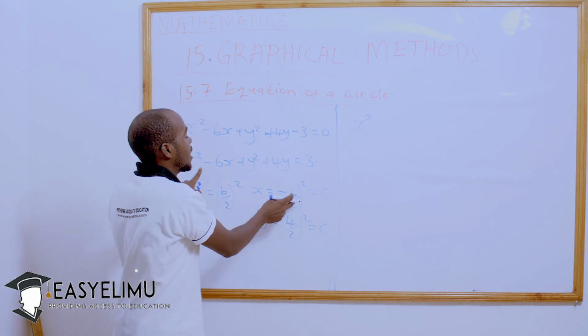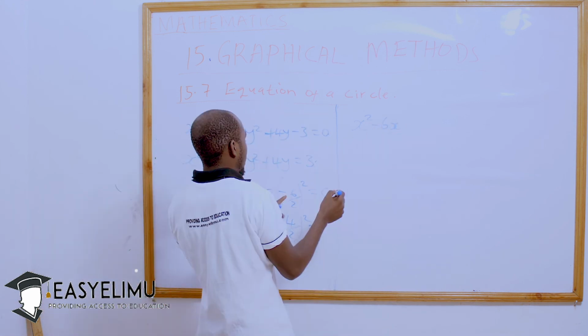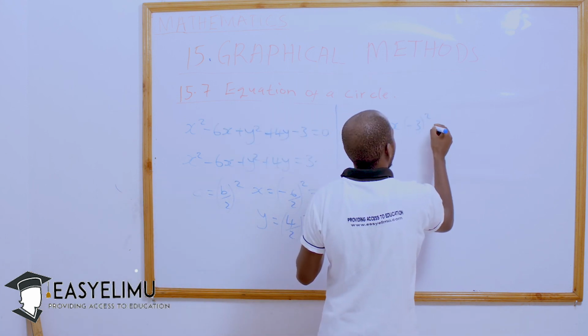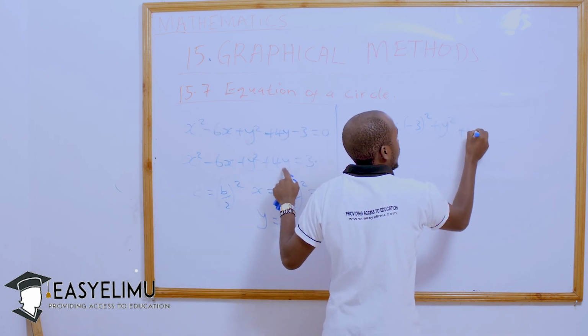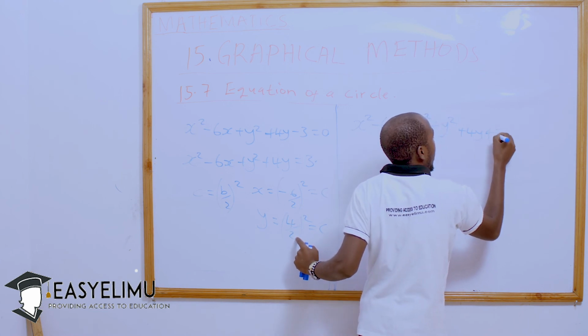So we shall have x squared, we replace as it is, so it will be minus 6x plus 9, then plus y squared plus 4y. Then this one will give you 2, so you add 2 squared.